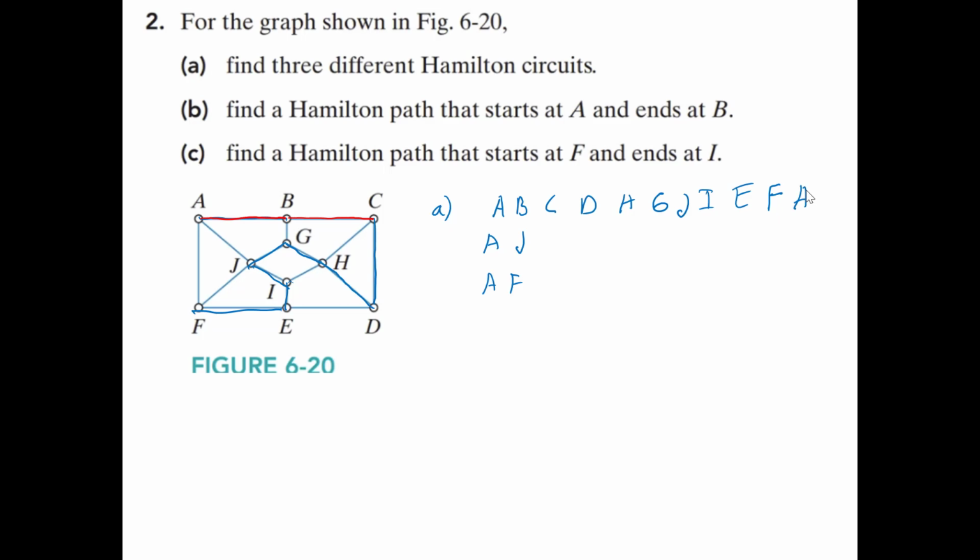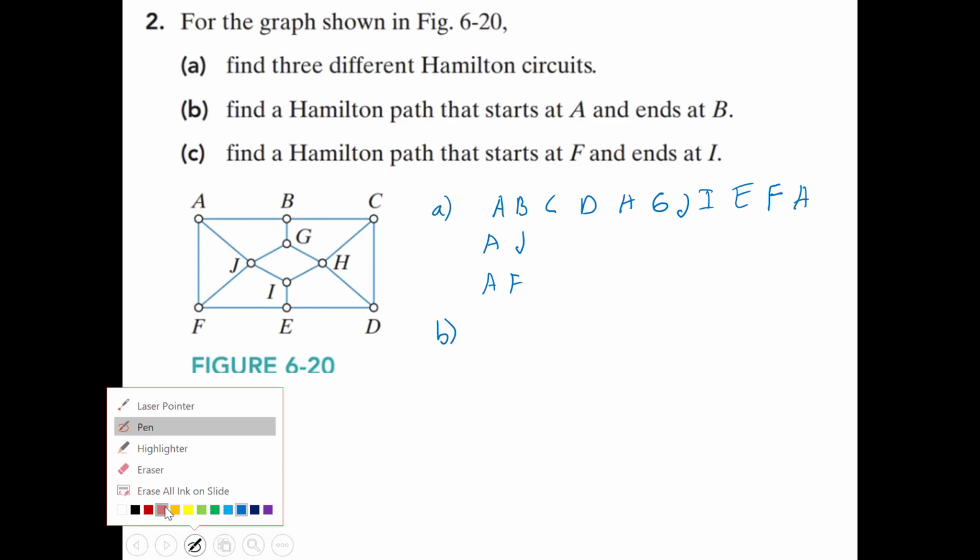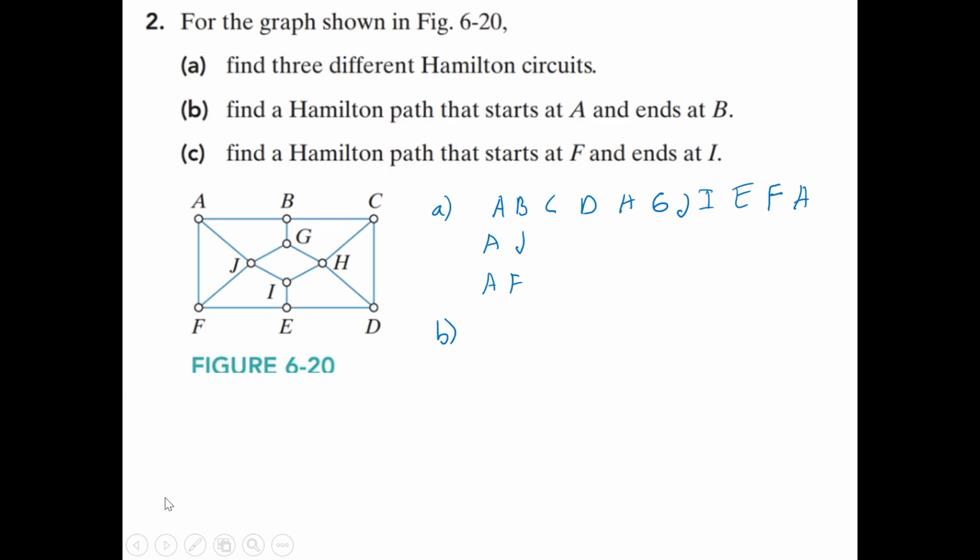I'm not going to do all 3 of them. With Hamilton, we want to visit all the vertices, not necessarily use all the edges. Using all the edges is what we do when we're doing Euler. Okay, so let's go over a Hamilton path. Same thing, Hamilton path. We want to visit all the vertices and not have a path. I'm sorry, not have a circuit.